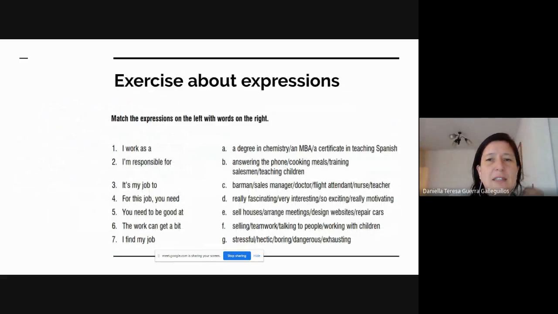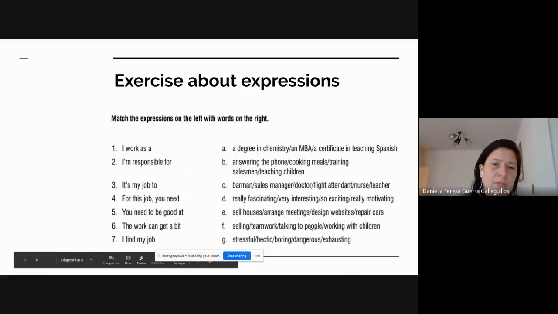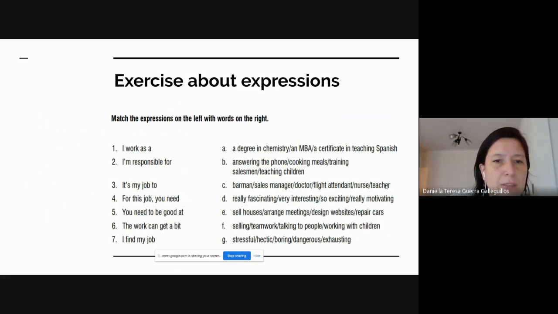Now let's do some exercises about the expressions. Here your mission is to match the expressions with the words that you have there. All right? So let's see. I work as a, so it cannot be a degree. I work as a, answering, no, that's a verb. I work as a barman, sales manager, doctor, flight attendant, nurse, teacher. That could be the one. I work as a, that is the answer.